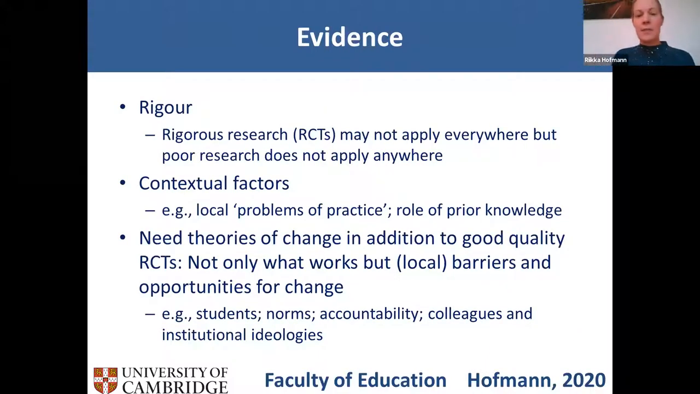Firstly, with regard to the evidence, and particularly thinking about evidence that's both highly rigorous and locally relevant. Rigor is a very key issue because rigorous research, such as evidence from randomized controlled trials, may not apply in every locality, but poor quality research does not apply anywhere. And we really need to focus on improving the research designs, methods, and outcome measures that are used in our medical education research and research on professional development in clinical settings. But we also need to think about whether contextual factors have been attended to in that evidence.